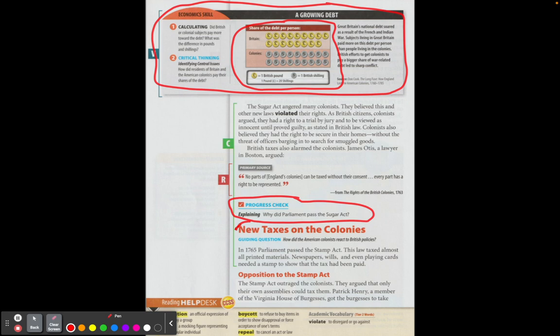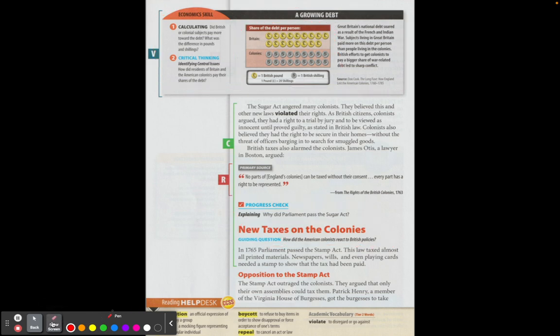And then you're on to your next section here, new taxes on the colonies. And then there is your guiding question. How did the American colonists react to British policies? And down here you get into opposition to the Stamp Act. And so that's something to make sure you're paying attention to as you read through.